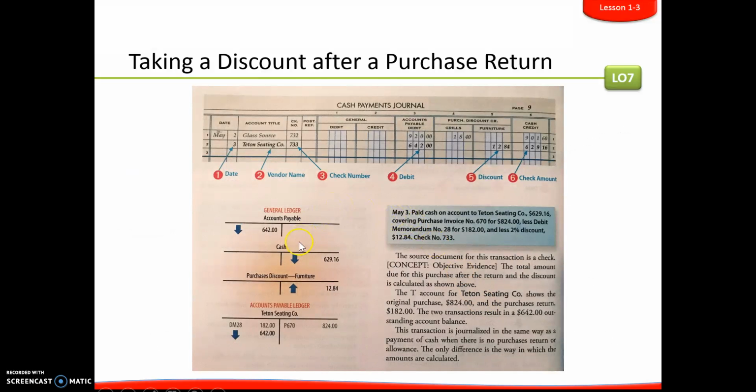So all that looks like right here. They didn't have it, I just snapped this out of your book. But here's that exact same one we were just talking about. It was for Teton Seating Company, and so it was for furniture. So here was the 642 after we had taken the purchases return. So the discount of 2% is $12.84. So our total cash that we paid was $629.16.